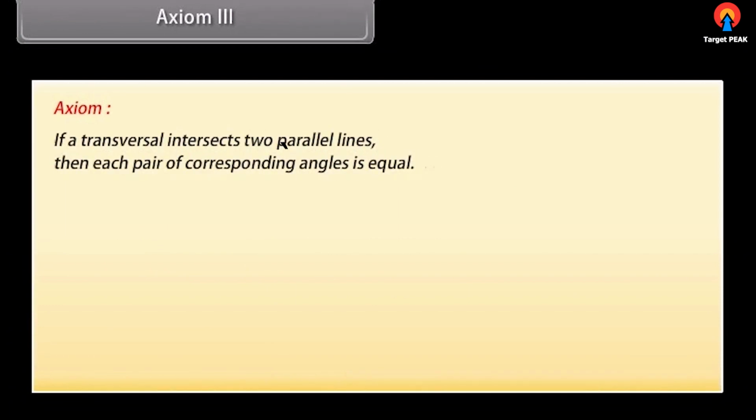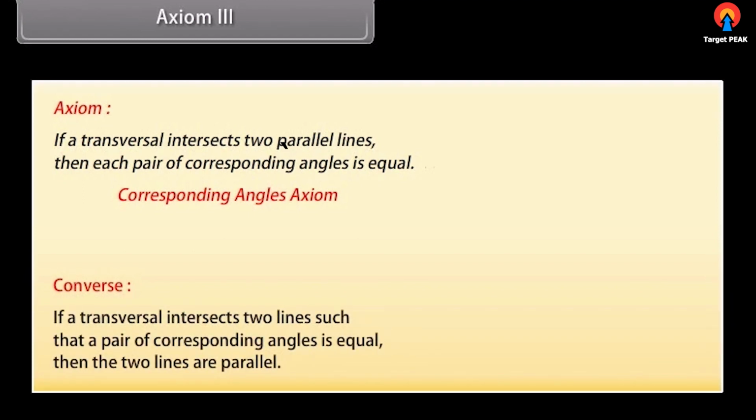If a transversal intersects two parallel lines, then each pair of corresponding angles is equal. This axiom is also referred to as the corresponding angles axiom. Now let us discuss the converse of the axiom.